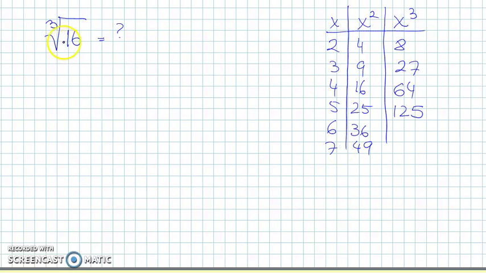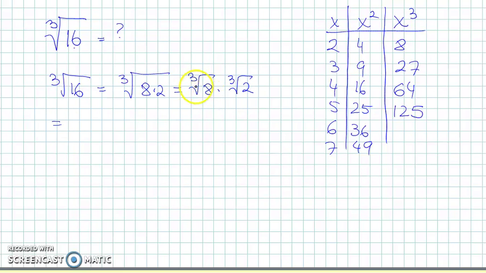So how can I rewrite 16? Now when I have a cube root, I have to look at these numbers here, the cubes. So for 16, obviously, I can only use 8. So the cube root of 16, I will rewrite as 8 times 2. Now I will divide this into the cube root of 8 times the cube root of 2. What is the cube root of 8? The cube root of 8 is 2. So this is actually equal to 2 cube root of 2.